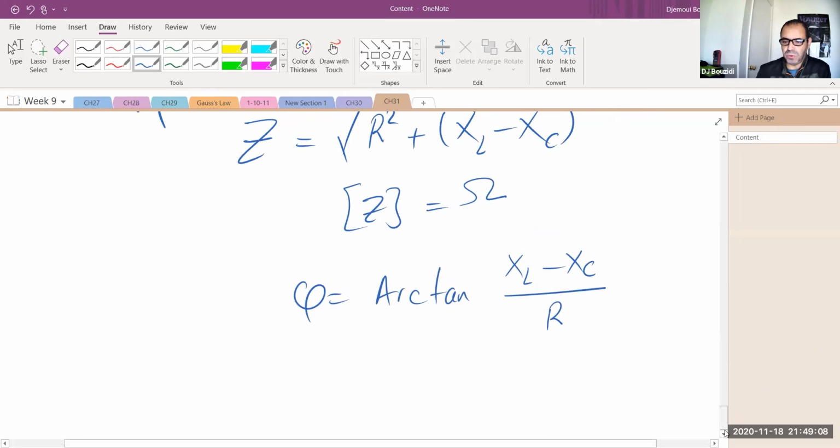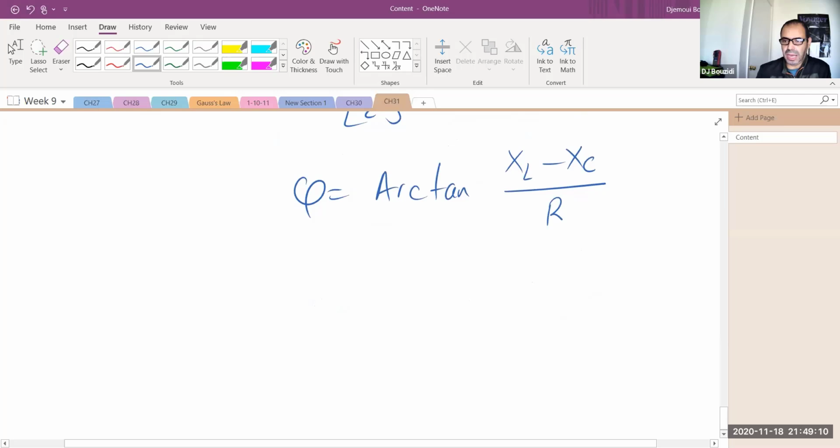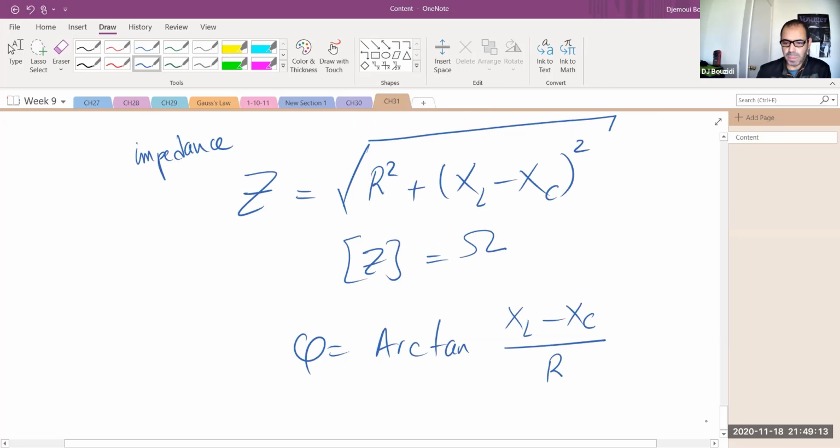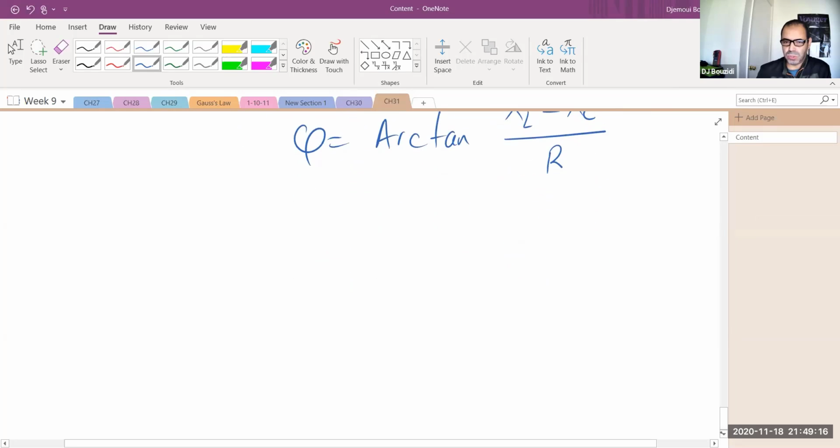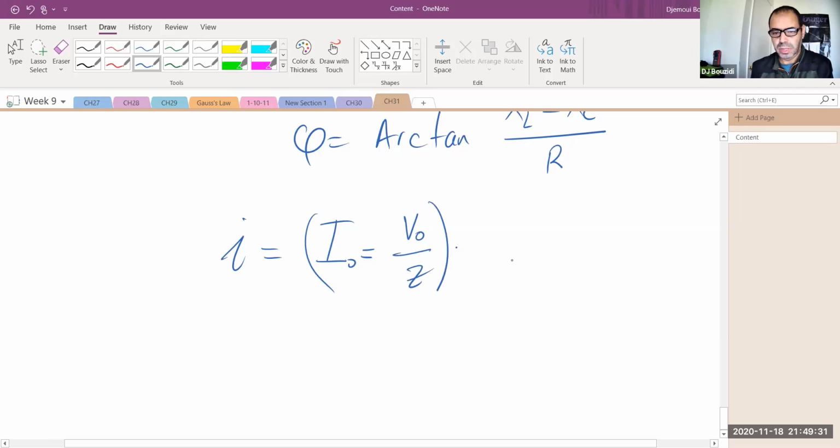So this whole thing could be positive, could be negative, and the algebra then becomes as follows. The solution to the circuit becomes as follows. First of all, the current I is going to be I naught by itself, not the entire expression: V naught divided by Z times the cosine of omega t plus arctan of XL minus XC over R, this whole thing, okay?